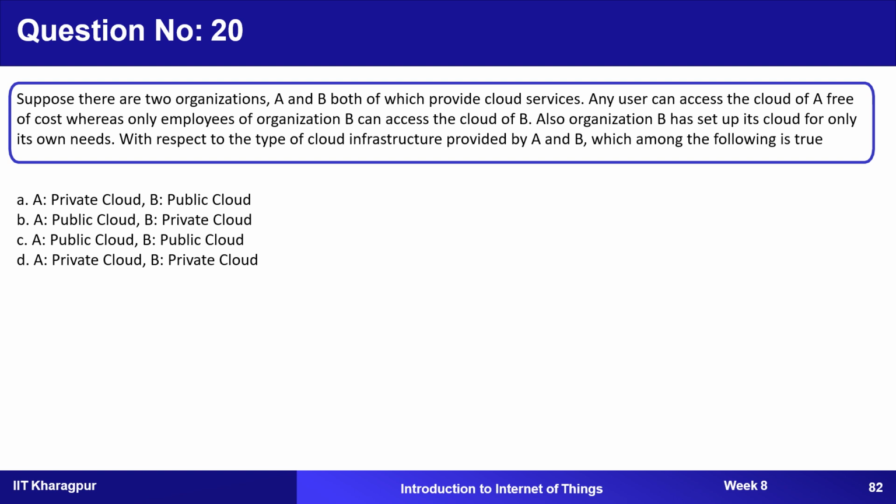A is public cloud and B is private cloud, ma'am. Right. Here in the question it is given that for A anyone can access, whereas in case of B only the employees of B can access, and the cloud is managed by the organization for B. So basically A is public cloud and B is private cloud. So option B is correct.